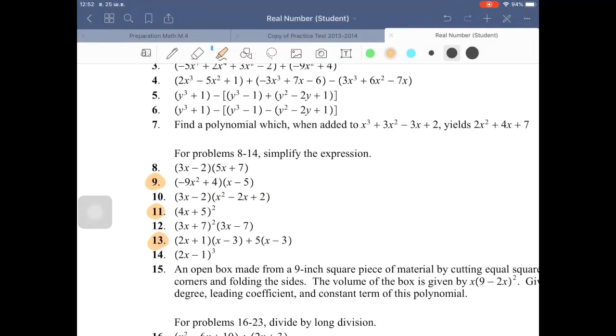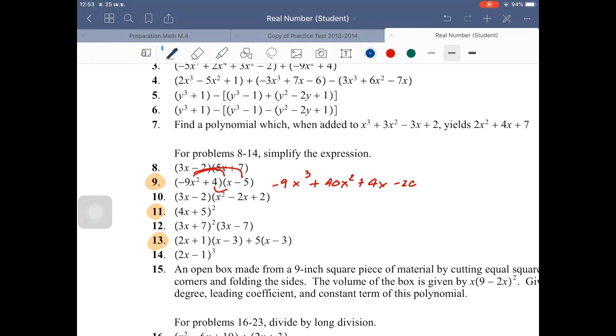Okay, let's see the answers, guys. Questions 9, 11, and 13. Question 9. Just expand term by term. Here, you get negative 9x to the power of 3, plus 40x squared, plus 4x, and minus 20, respectively. Then do we have any like terms? No, so this is our final answer.